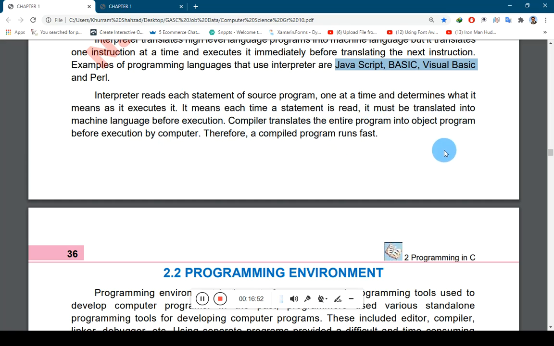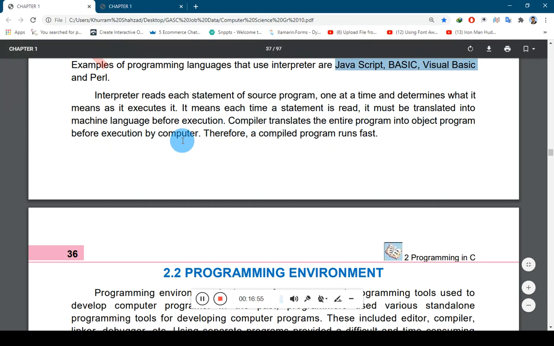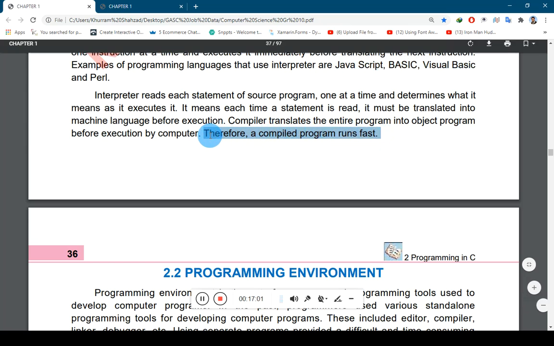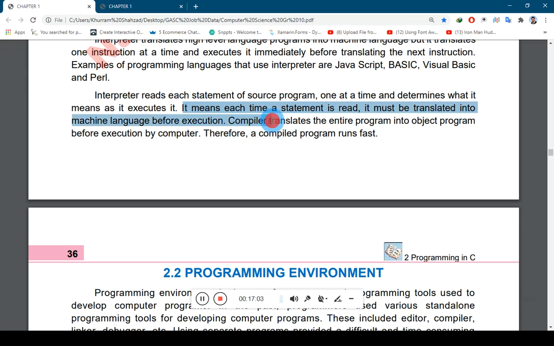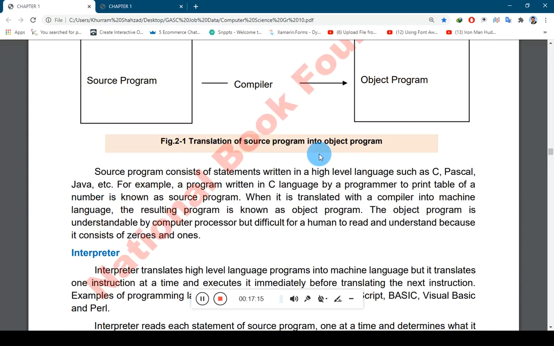A compiler translates the entire program into an object program before the execution by the computer. Therefore, a compiled program runs fast because it does all the things at once. But an interpreter does these things one by one or line by line. So we will definitely prefer a compiler because it does all the things at once with only a single click. So this is our today's topic.